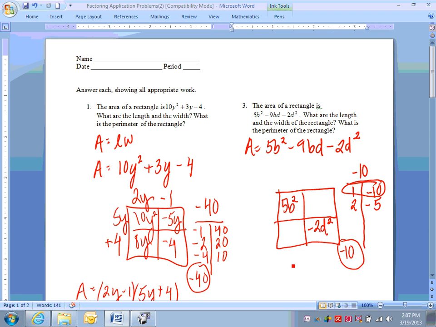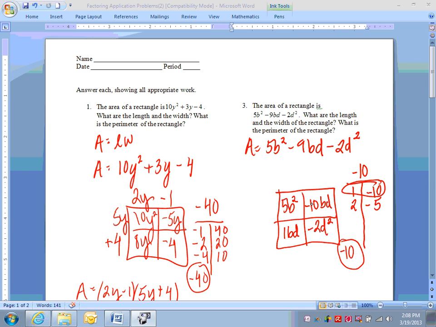So this is where the biggest difference in this problem comes. We are going to put negative 10bd in this box and 1bd in the other box. And the reason we're doing that, if you notice back at problem number 1 that we did, the middle term was y in our trinomial. So what did we put in those boxes that we filled in with the factors? We put y. Well, here our middle term has bd in it. So in these empty boxes, we're going to put bd. It's the same concept.